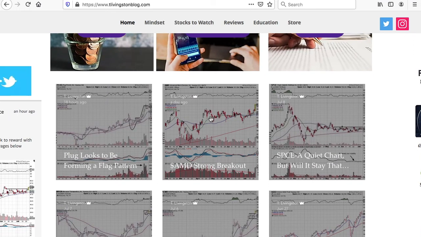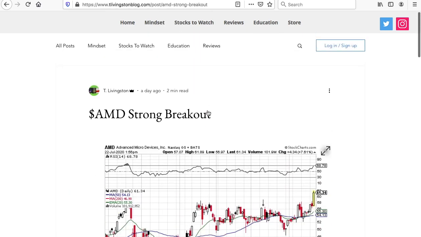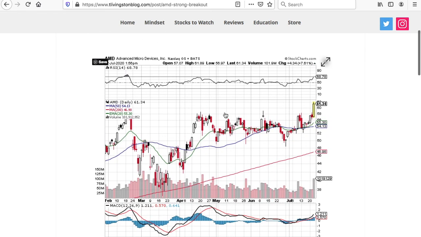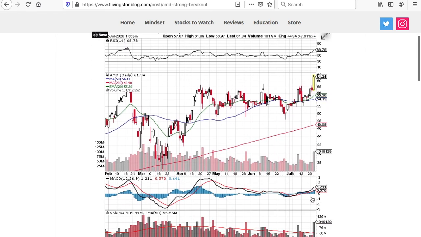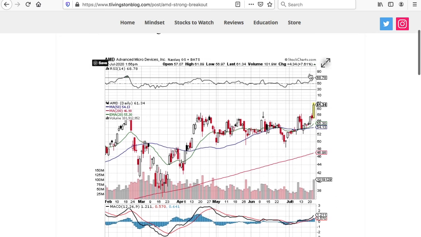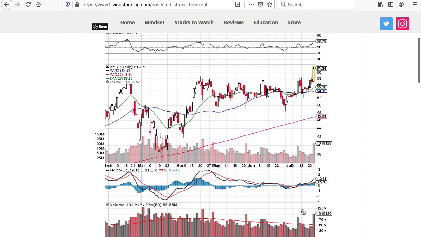Now let's look at AMD. I blogged about this the other day at tlivingstonblog.com. AMD had a strong breakout, and here's how I used volume on this one. Notice AMD cleared this resistance area of 58, and look at that heavy volume coming in, okay? So this tells me this is not average action going on. The average volume for AMD is 55 million. See this red line? The average volume is 55 million, and what did AMD do? 101 million. So that tells me people are really bullish on AMD, that it's up 7.61% on heavy volume, okay?